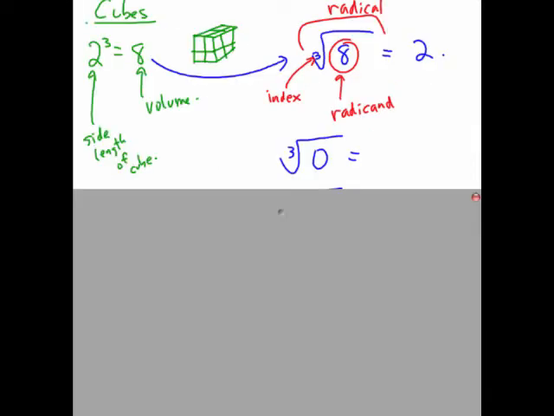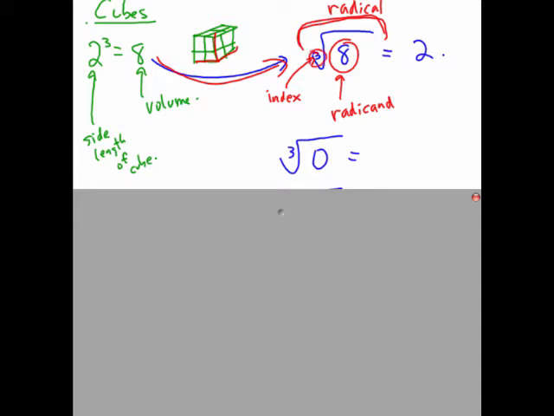Alright, let's move on to cubes. And 2 cubed can be thought of as a cube, which is 2 units by 2 units by 2 units, has a volume of 8, and the inverse way to write that is as the cube root of 8 equals 2. This entire expression involving the radical symbol, as we call it, is called a radical.